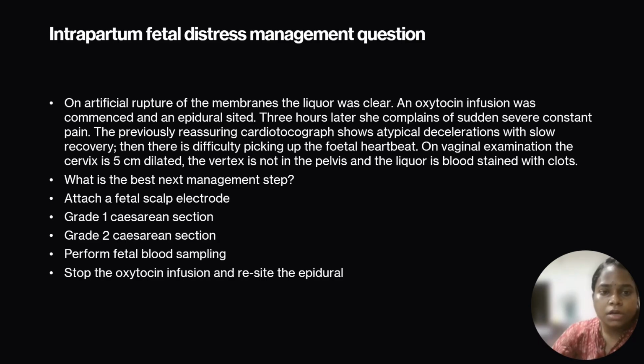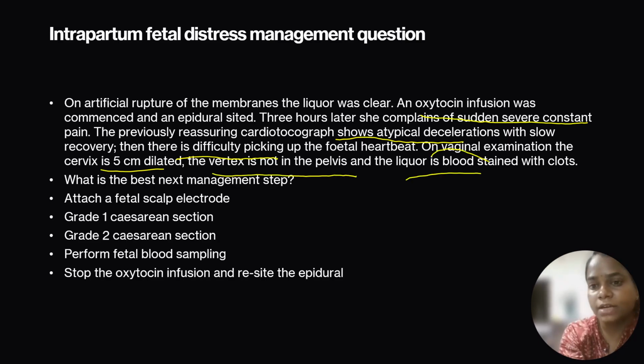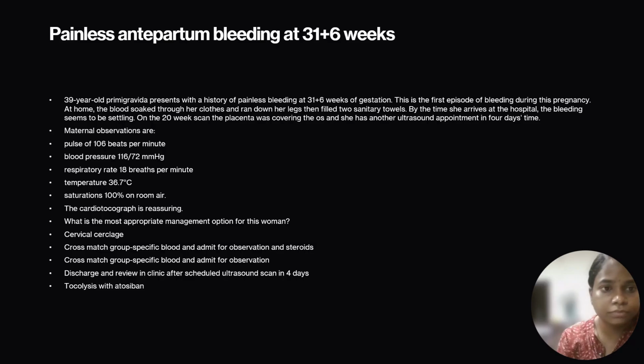Now some of the questions. On artificial rupture of membranes, the liquor was clear. Oxytocin infusion was commenced and the epidural sited. Three hours later, she complained of severe sudden constant pain. So basically there is pain, and previously there was a reassuring CTG. Now it's showing atypical decelerations with slow recovery, and the FHR is difficult to pick. On vaginal examination, it is 5 centimeters, the vertex is not in the pelvis, and there is blood staining. So there is some sort of antepartum hemorrhage, and the fetal heart rate is not reassuring. So you should go for a grade 1 cesarean section. Grade 1 cesarean.